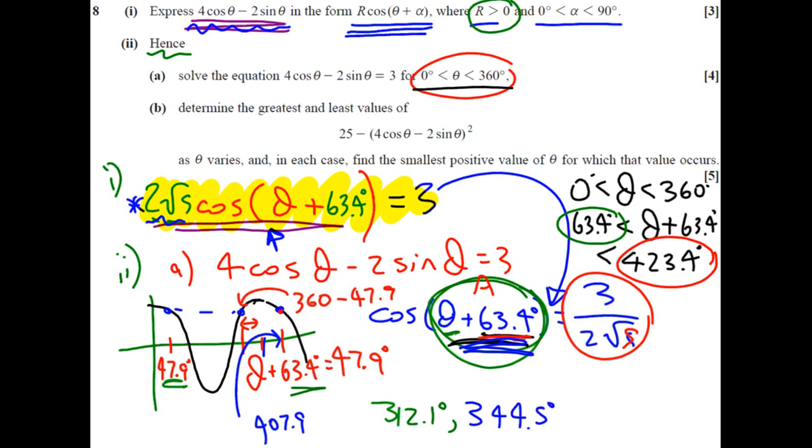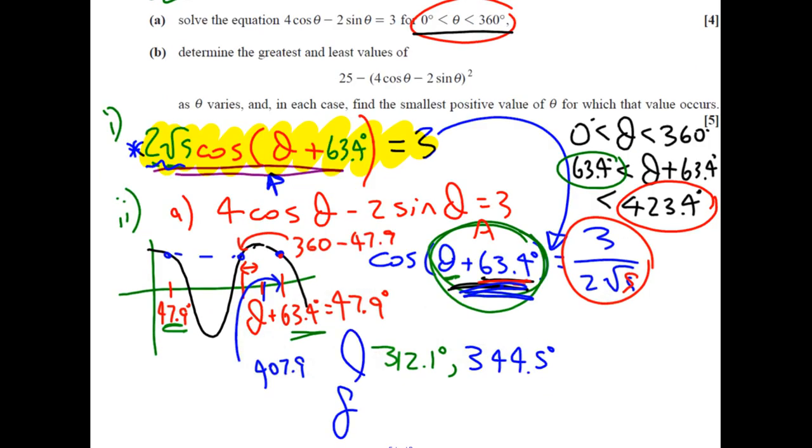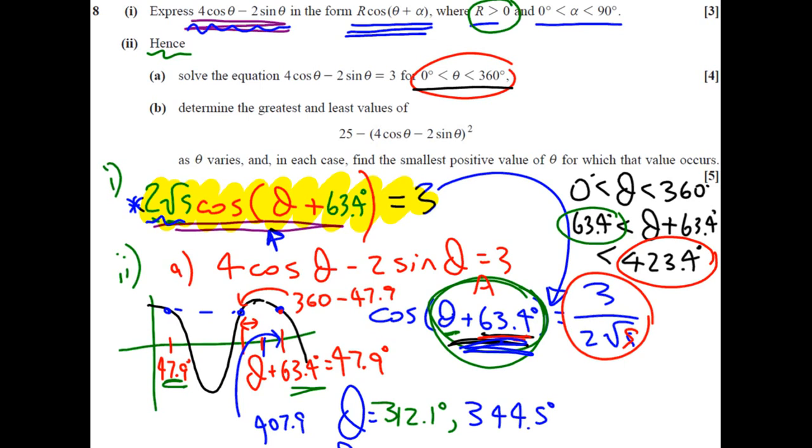Okay, so there are two answers. That's not theta. There are two answers for theta. Right, greatest and lowest values for 5 marks. Right, okay. I'm going to clear all this off, and we're going to have a look at the next bit.